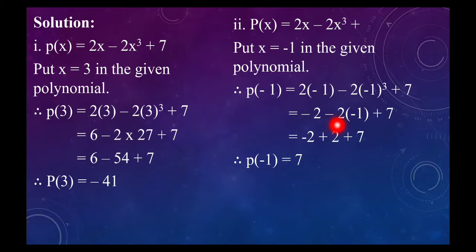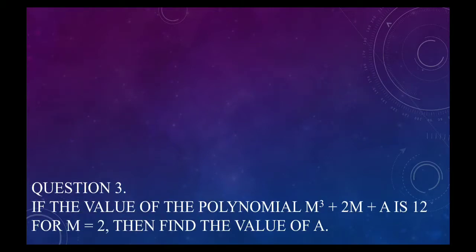From where do we get this? 2 multiply minus 2 multiply minus 1 is plus 2. Therefore, after doing the calculation, p of minus 1 is equal to 7. The same way you can solve sub question 3 too.